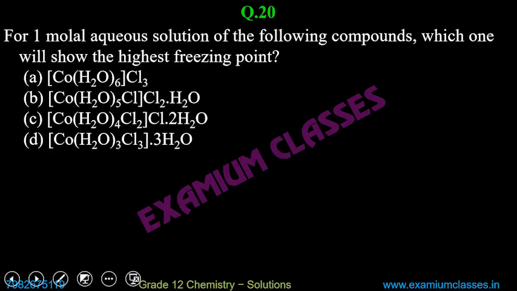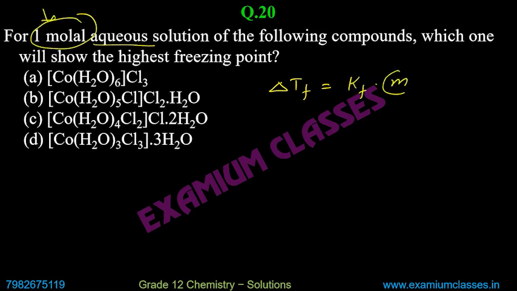20th question. The 1 molar aqueous solution of the following compounds, which one will show the highest freezing point? Now, for freezing point, delta TF is equal to KF into m. If it is 1 molar, what is different which will make the difference in freezing point? Because both seem to be constant. On that basis, it seems that molality is constant and Kf is constant. So how can we differentiate?